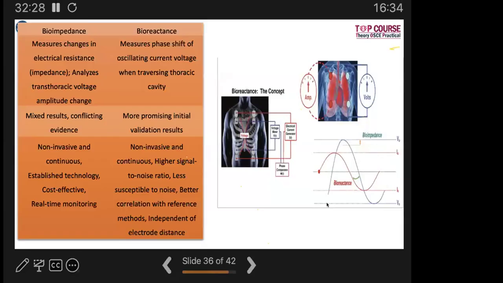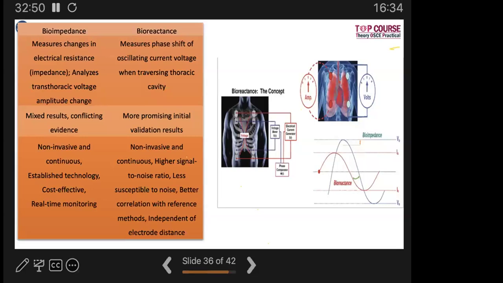If you see the difference between impedance and reactance, impedance measures the changes in the electrical resistance. It analyzes the transthoracic voltage and amplitude change. But bioreactance measures the phase shift of the oscillating current voltage when traversing through the thoracic cavity. When you compare impedance with reactance, reactance has a higher signal to noise ratio, is less susceptible to noise, has better correlation with reference methods, and is independent of electrode distance.